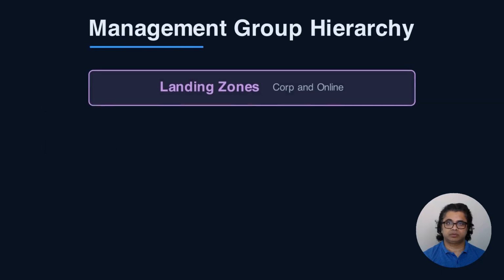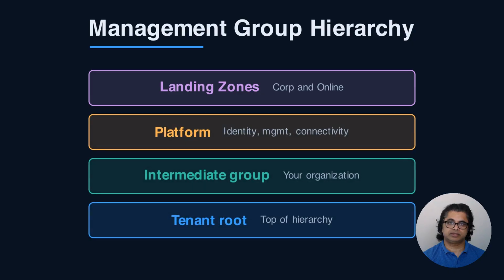Governance hangs off the management group tree, which sits above subscriptions. The Cloud Adoption Framework reference design starts at the tenant root, then a top intermediate group, usually called Contoso or your org name. Below that, you get platform, landing zones, decommissioned, and sandbox. Platform holds your shared subscriptions: identity, management, and connectivity. Landing zones splits into corp for workloads that need on-premises connectivity and online for internet-facing apps. The reason this structure matters: policy and role assignments inherit downward, so you assign once high in the tree and every subscription below it complies automatically.